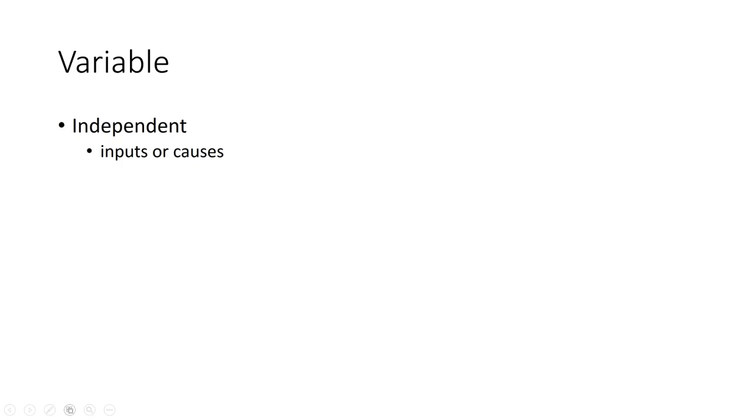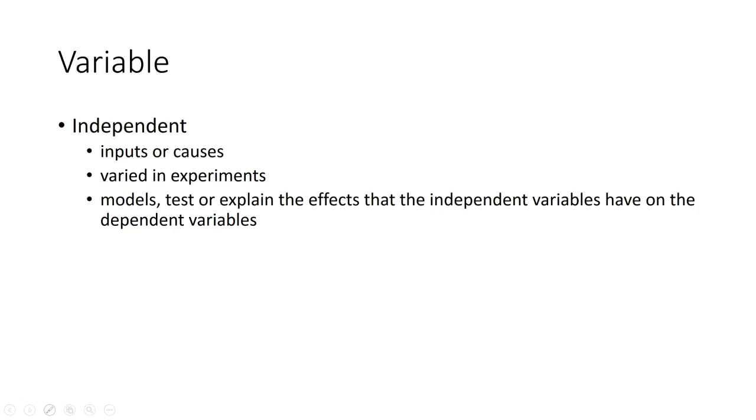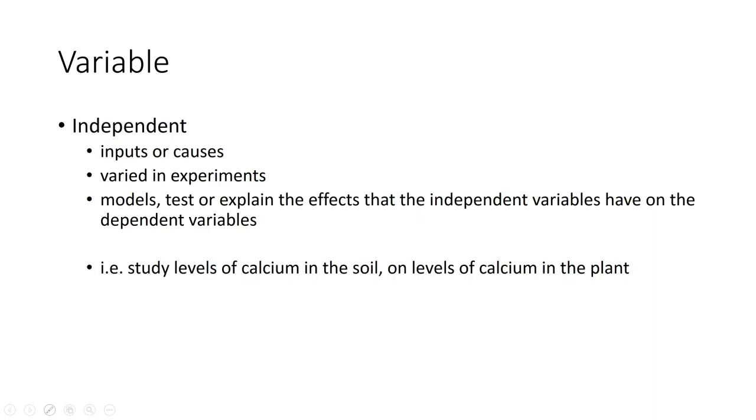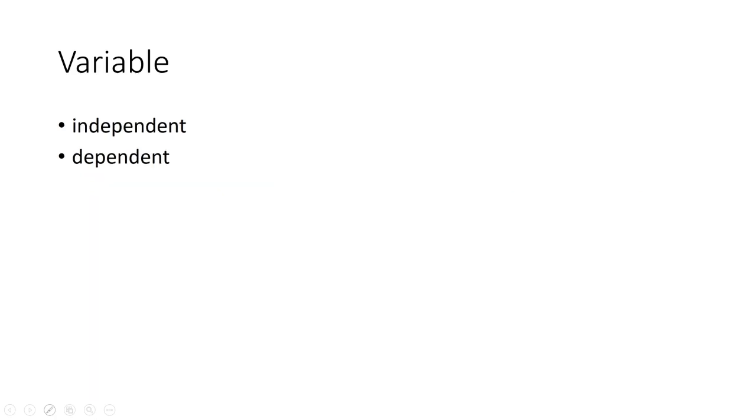Does the amount of calcium in a plant affect its growth? Does the amount of light affect its growth? The independent, we're looking at light. We're trying to see how it affects growth. These are often varied in experiments, and when we vary them, we can then come up with a result from it. We have models or tests that explain the effects the independent variables have on the dependent variable. So if we change the amount of light, how does that affect growth? Independent is light, dependent would be growth. And it says here your example is study the level of calcium in the soil on the level of calcium in the plant.